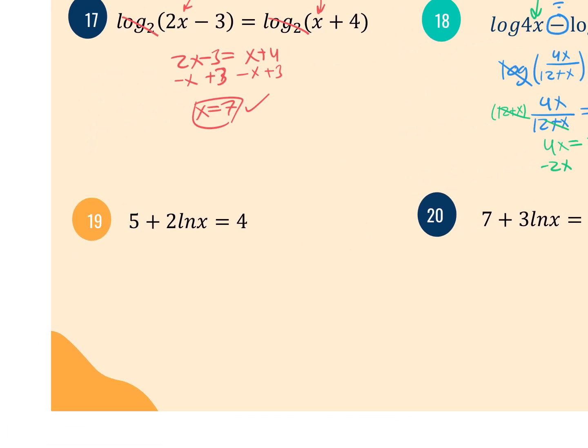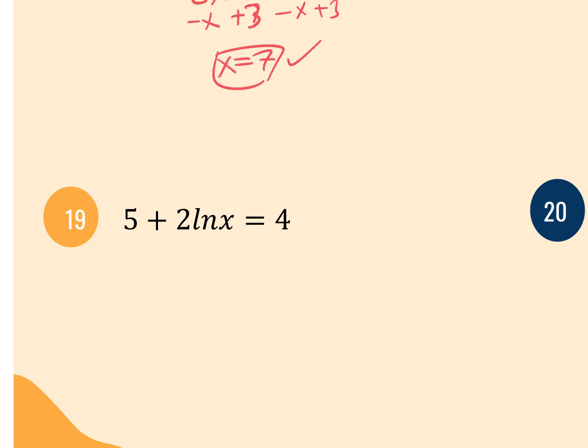These next two problems are also pretty straightforward. They're similar to the first example that we did. What we're going to do is get the ln, whatever has the log, completely by itself, assuming that I don't see any other logs in this problem.